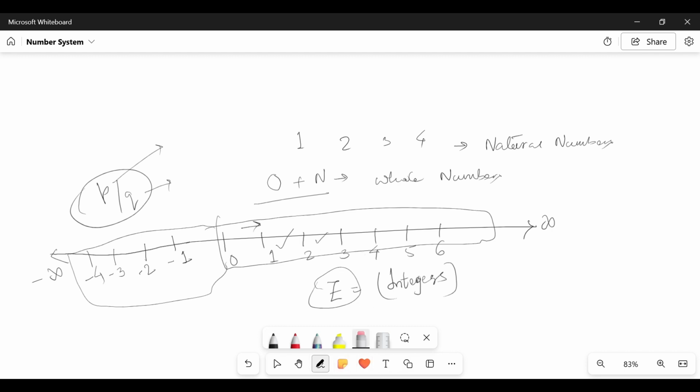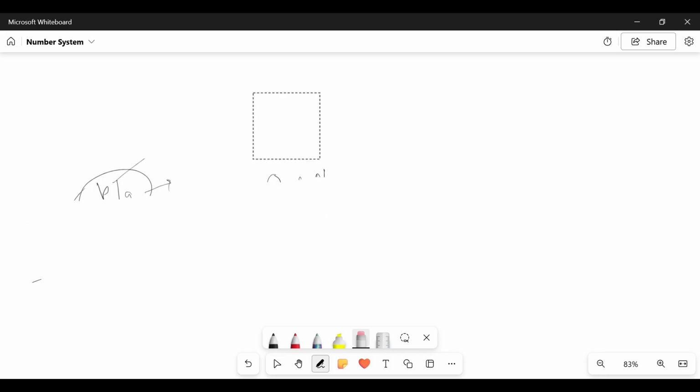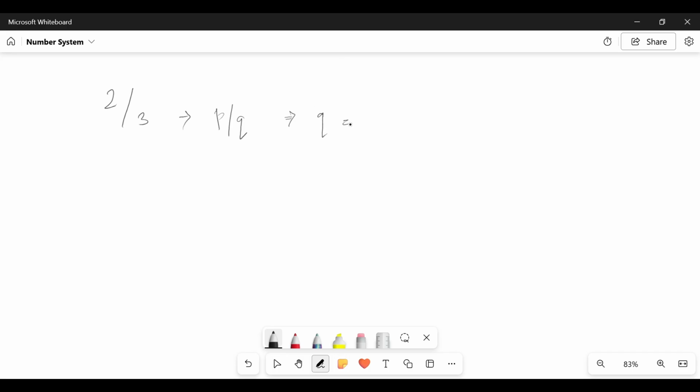So let's look at various scenarios of rational numbers, or numbers which can be depicted in the format of p by q. We may have a number like 2 by 3, which is obviously in the format of p by q. So we may say this is a rational number in its simplest form. The only restriction over here is that q can never be equal to 0, because that would make the number undefined.